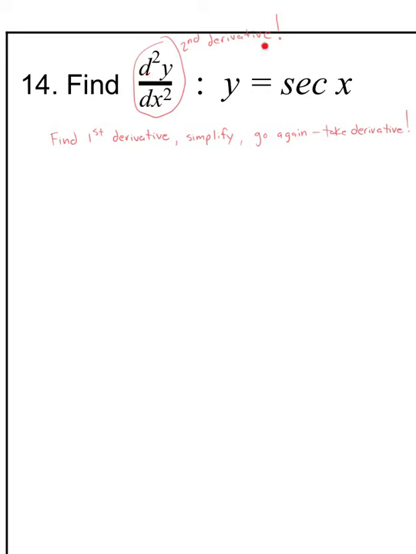Okay, number 14, remember this symbol here is the Leibniz notation, d squared y dx squared. It means find the second derivative. So we have to find the first derivative first, simplify, and then go again. All right, so to find the first derivative, hey, this is a simple trig function. We know that the derivative of the secant is secant x tangent of x. All right, so we're done.